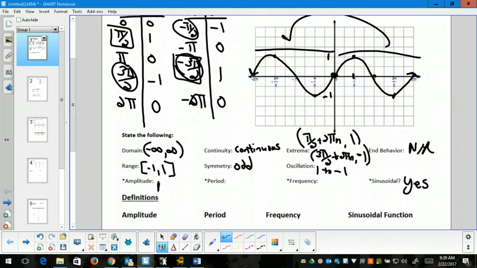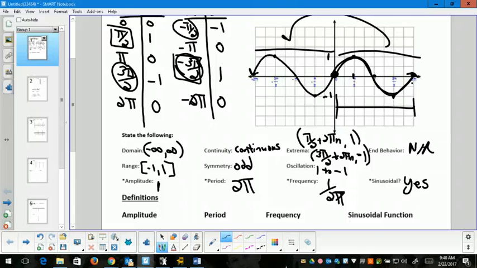The period: how long does it take to repeat this process, or to begin repeating this process? Well, that would be from here to here. 2 pi is the period. 2 pi is going to be the period for our parent function for both sine and cosine. And then our frequency is just the reciprocal of the period. It's 1 over 2 pi.